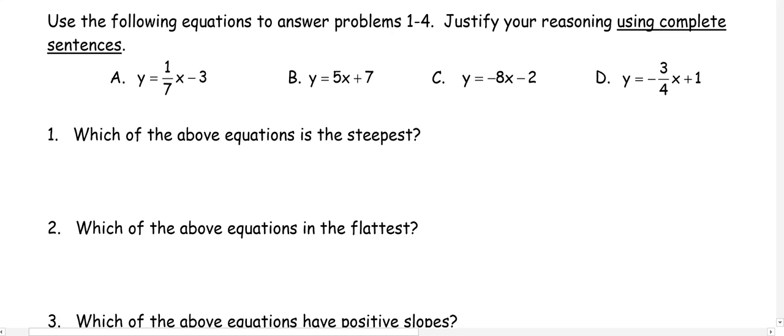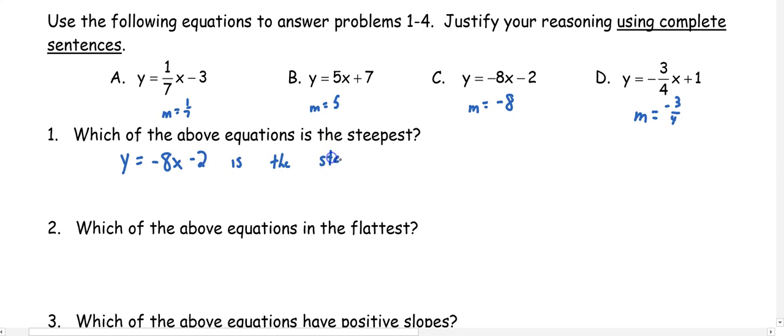So using the equations, answer problems 1 through 4, justify your reasoning using complete sentences. Which of the following equations is the steepest? Well, of our slopes, we have a slope that is 1/7, a slope that is 5, a slope that is -8, and a slope that is -3/4. If we're looking at steepness, we ignore the sign, which means this equation, y equals -8x minus 2, is the steepest because it's the largest slope.